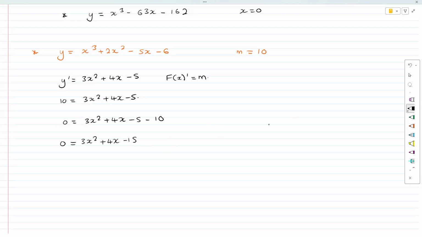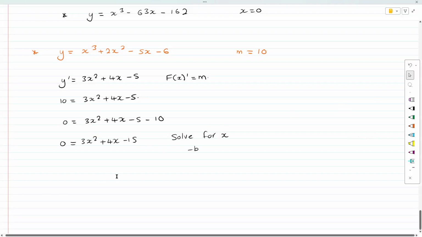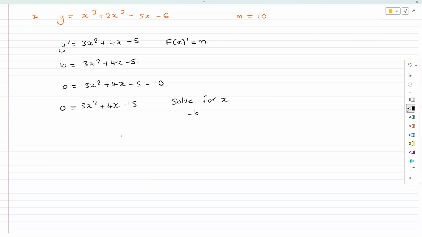Guys, the moment you see a quadratic equation, please use the minus b formula. I'm going to solve for x with the minus b formula. I am skipping that. Or you could use the calculator. But x equals 5 over 3 or x equals minus 3. Now that we got the x values, we already know how to get the y value from the previous question. All we have to do is substitute this into the original.